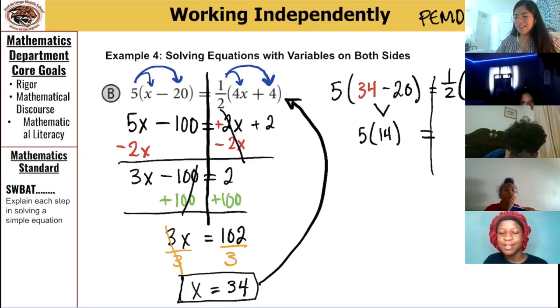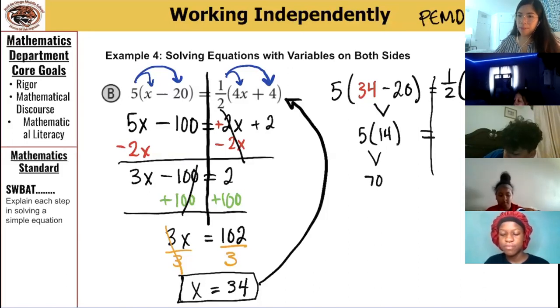Okay. I'm going to continue just solving the left side. I'm going to get an answer for this. So 5 times 14. You may use your calculator, because now you're just checking your work. 70. All right, so I got 70 on the left side. Now I have to see if I get 70 on the right side. And if I do, I'm good. So let's check the right side.